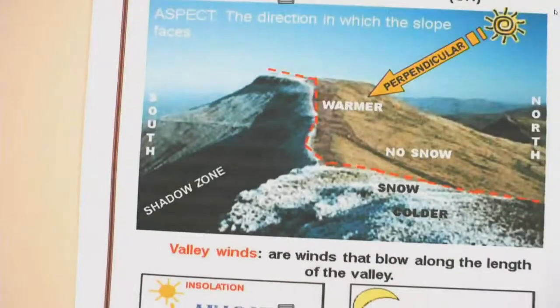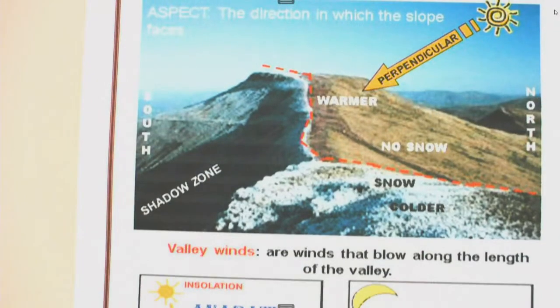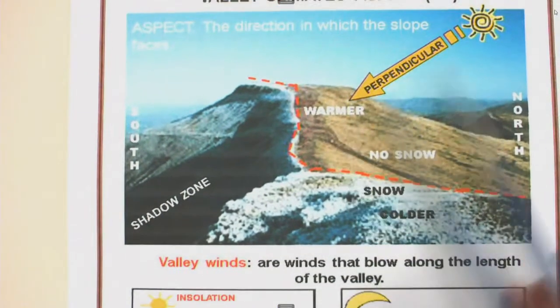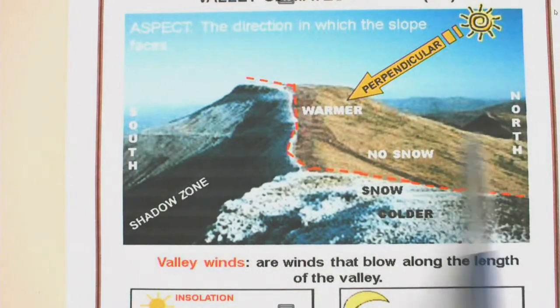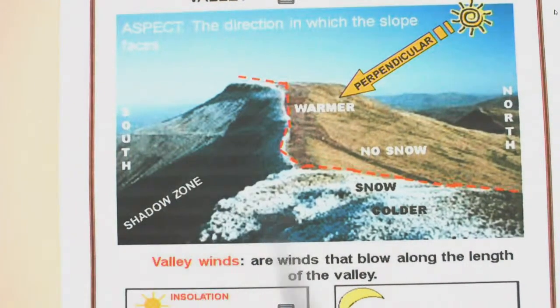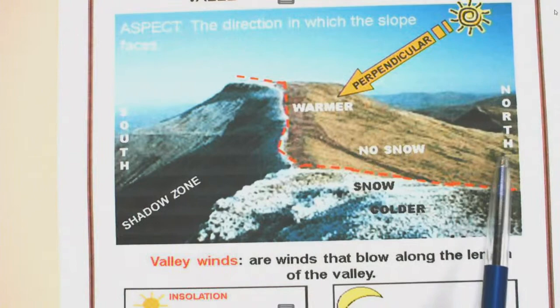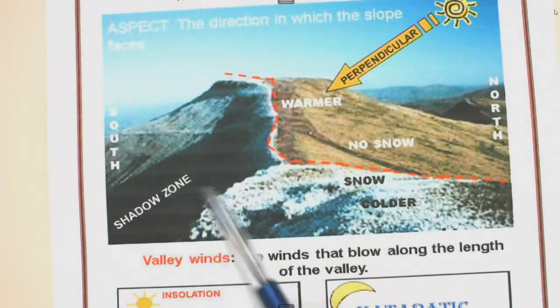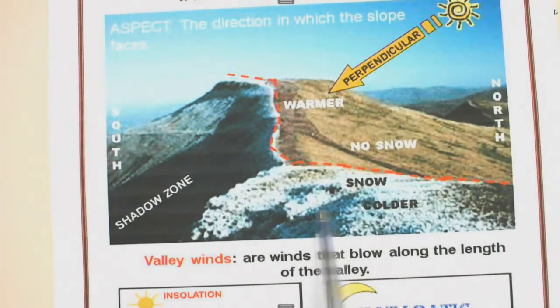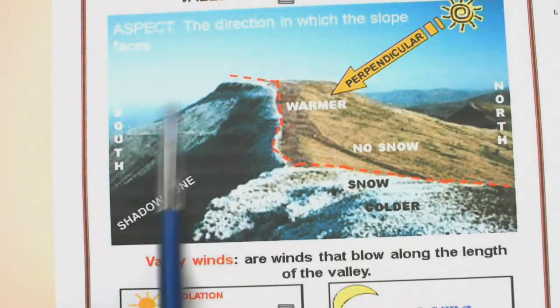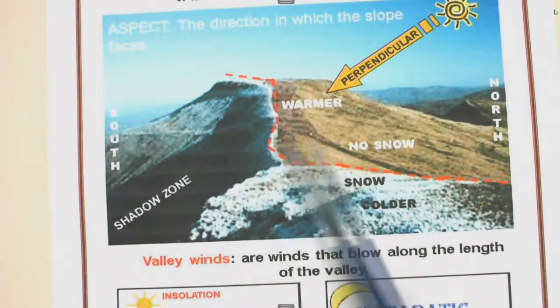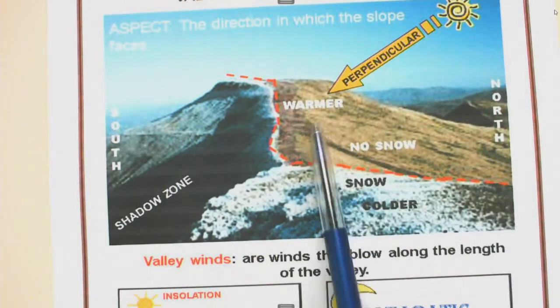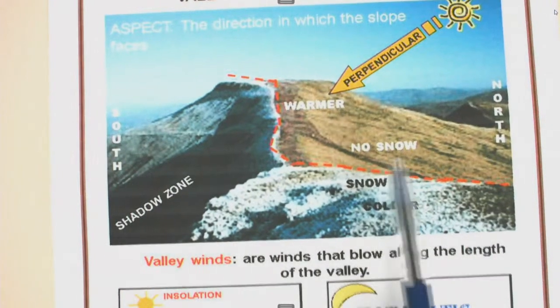So let us look at the aspect on this diagram. Aspect direction that is facing the sun is warmer. In the southern hemisphere, the north facing slope, this is north, is warmer than the slope that is facing south. Look here, the conditions, we have snowy conditions here on the side that is facing south, but on the side that is facing north, we have the warmer conditions with no snow.